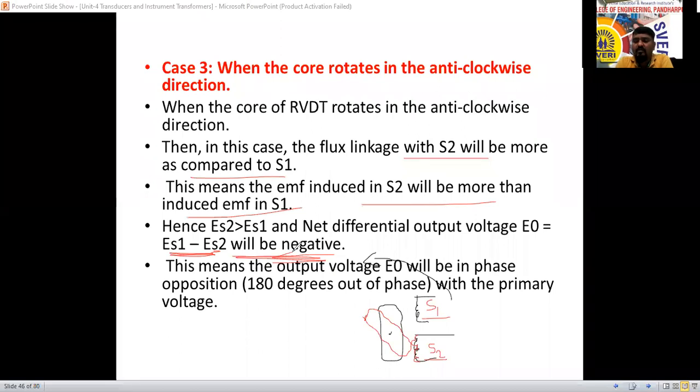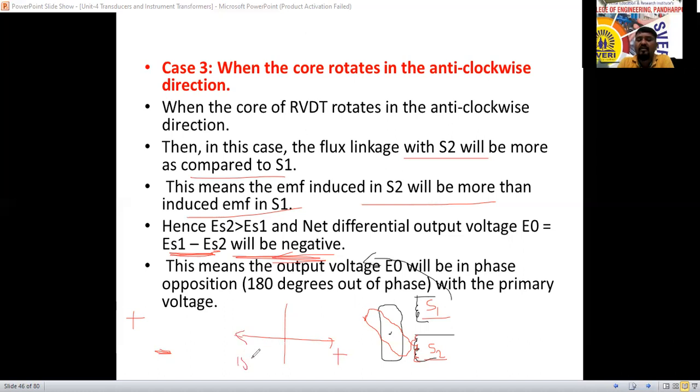So the output is negative, which means is the output in phase with the input voltage or out of phase with input? The output is negative here now. The input is positive here now. See here the positive is there, here the positive is there. The output will be out of phase. That is called 180 degree out of phase.